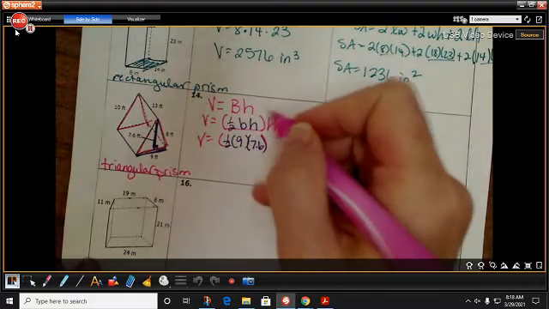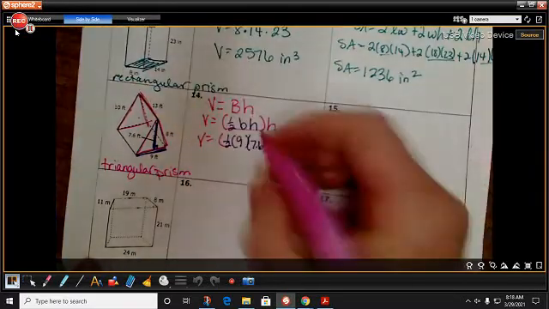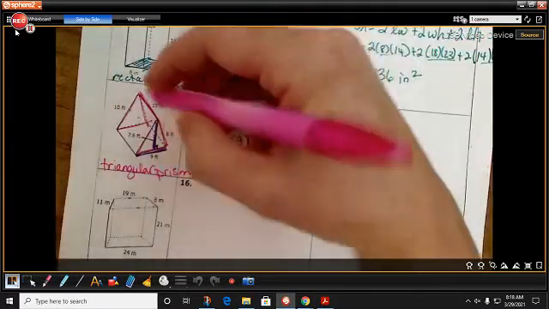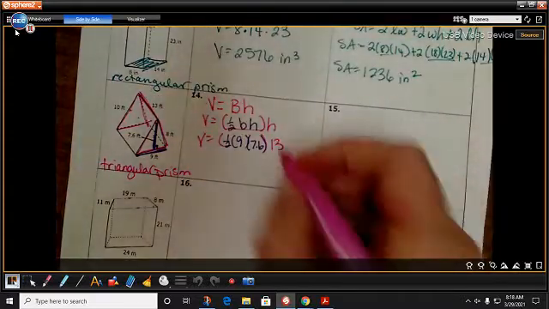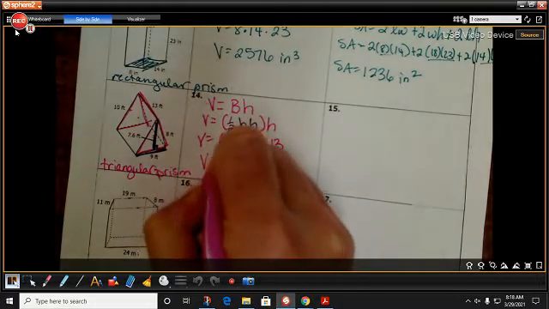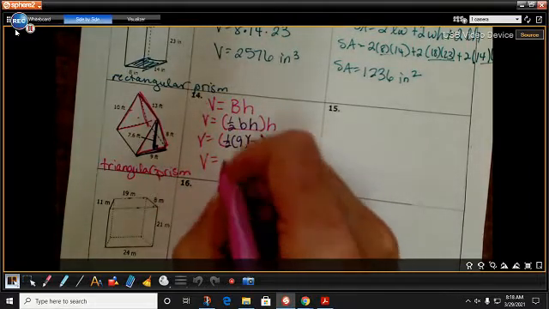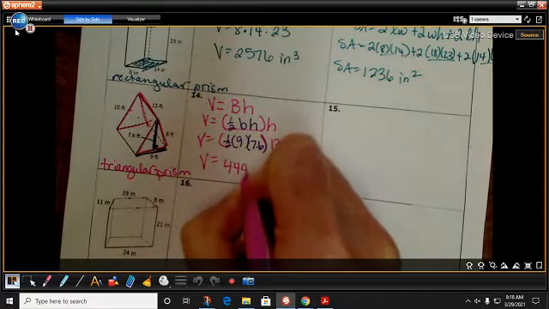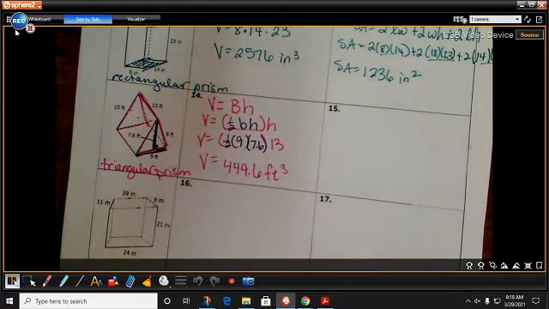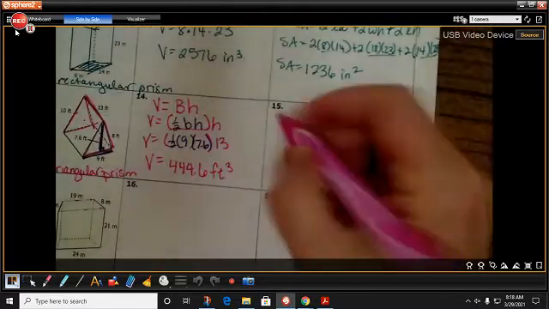Then the height of the prism is the distance between these 2 bases. That's going to be this 13 feet. Even though it looks like it's running horizontally, that just means that your prism fell over. Height is just the distance between your bases, and so that's going to be that 13. Plugging that all in together, we end up getting something like 444.6, and then it will be cubic feet since it is a volume.